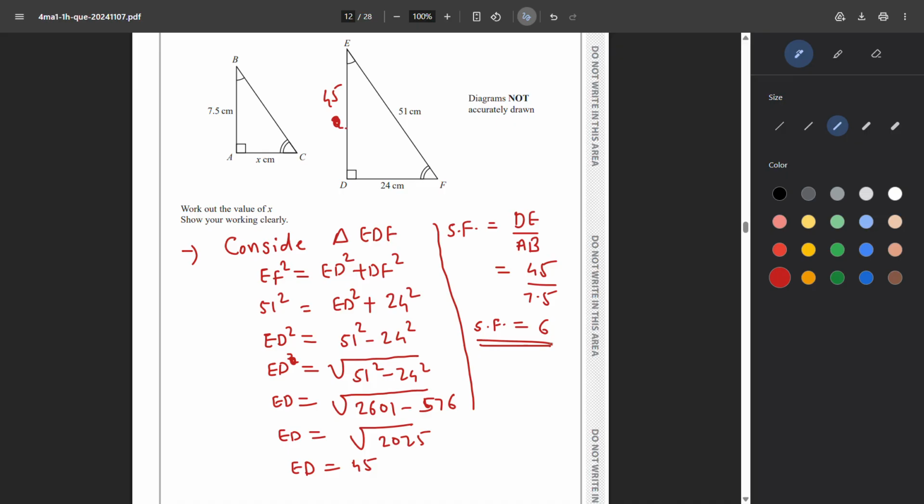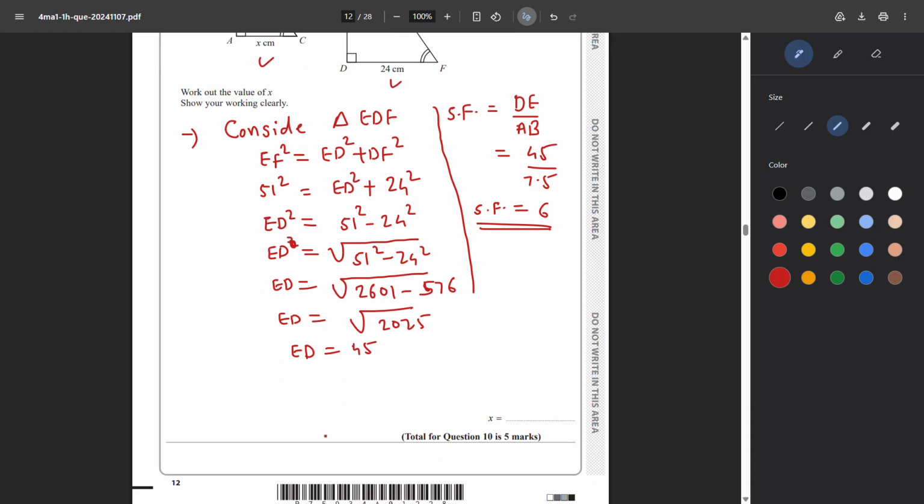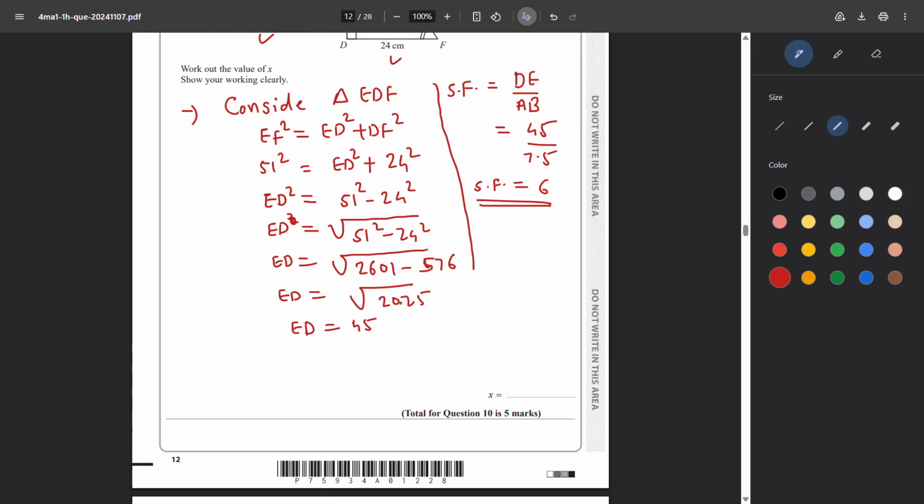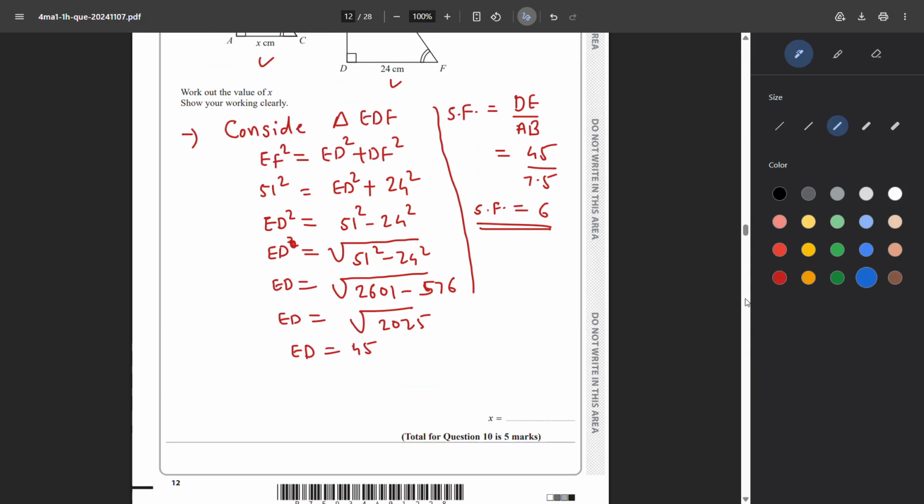In a similar way, now you have to consider the bottom lines AC and DF. You have to consider these two lines and compare with the scale factor. So I'm again applying the same formula. The scale factor is equal to AC over DF. I'm considering the largest value first, so not AC, DF over AC.